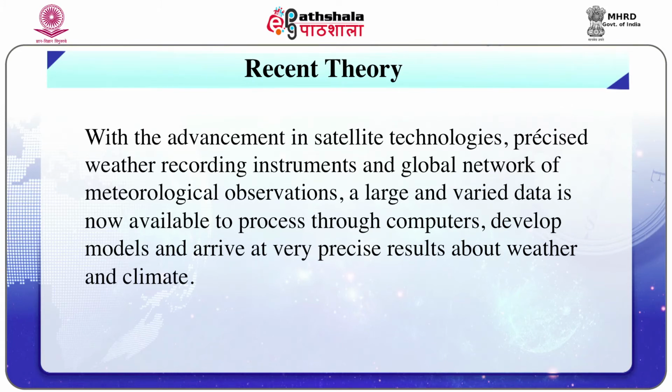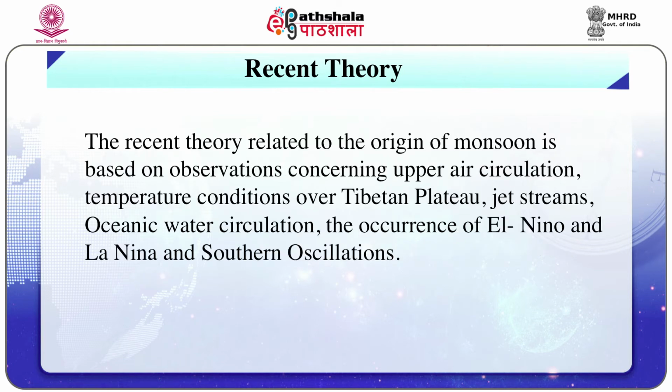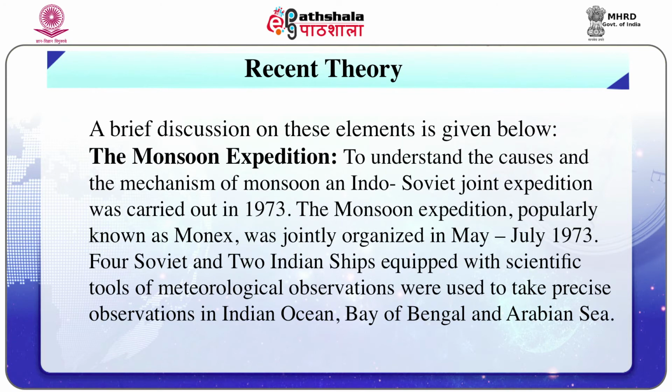With the advancement of satellite technology, precise weather prediction instruments and a global network of meteorological observations, a large and varied data is now available to process through computers, develop models and arrive at very precise results about weather and climate. The recent theory related to the origin of monsoon is based on observations concerning upper air circulation, temperature conditions over the Tibetan Plateau, jet streams, oceanic water circulation, the occurrence of El Nino and La Nina, and southern oscillation. A brief discussion on some of these elements is explained.